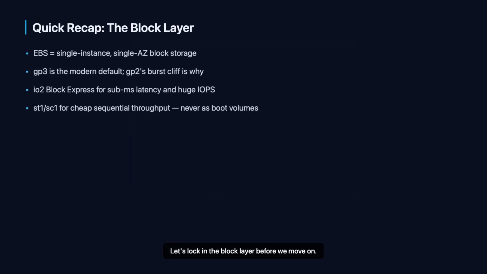Let's lock in the block layer before we move on. EBS is single instance, single AZ block storage. GP3 is the modern default, and GP2's burst cliff is exactly why. When you need sub-millisecond latency or IOPS in the hundreds of thousands, you reach for IO2 Block Express. And for cheap sequential throughput, ST1 and SC1 do the job, but never as boot volumes. Now let's leave block storage behind and look at what happens when many instances need to share the same files.